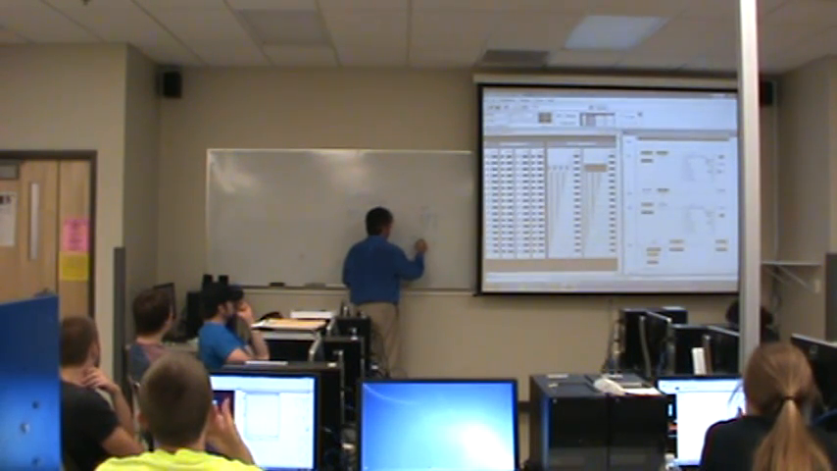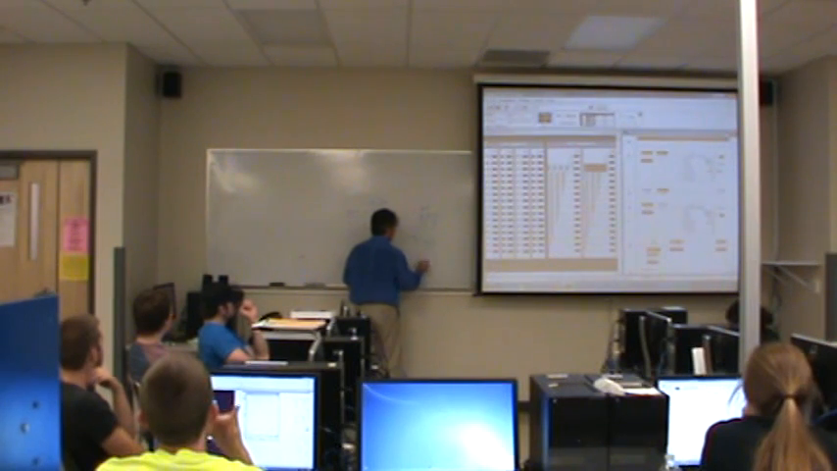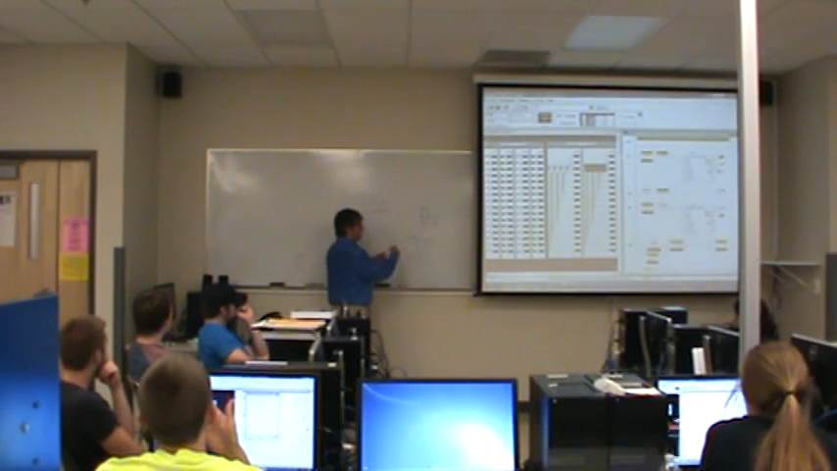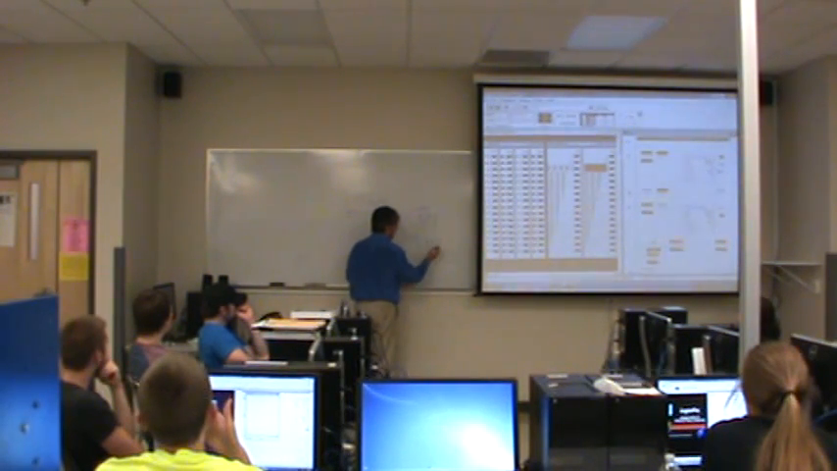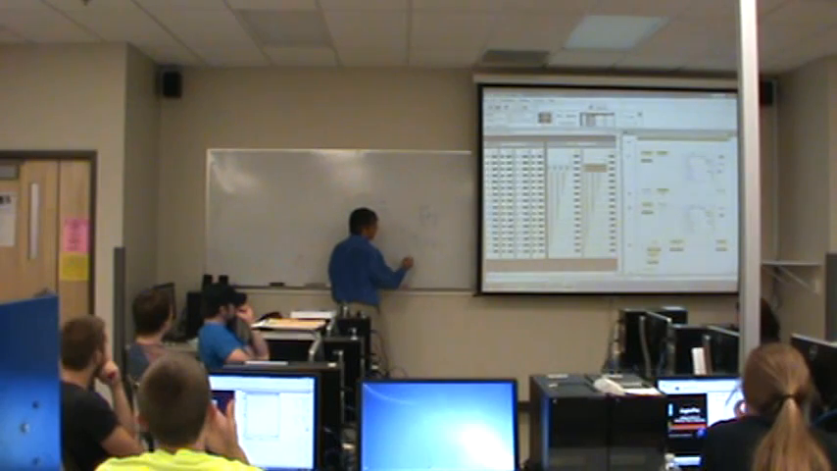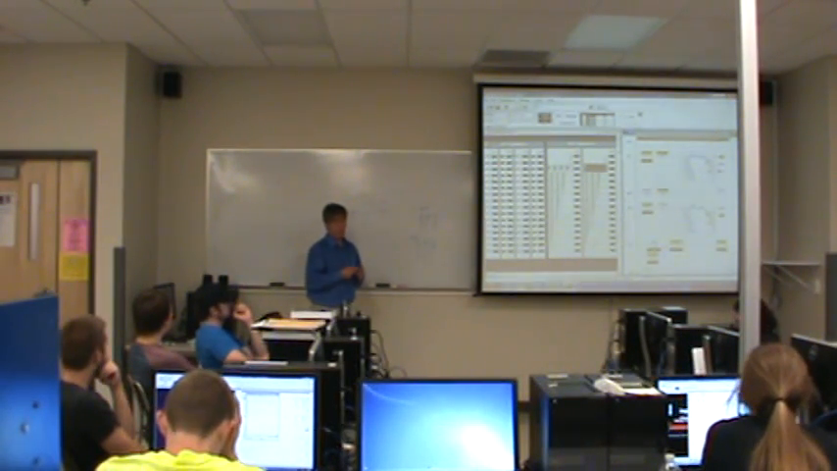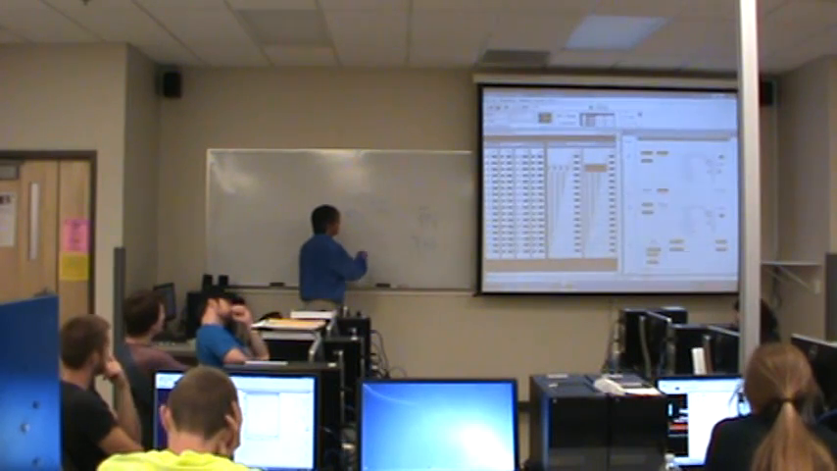OR over here. A, B, Y. The only possible combinations of inputs are the same as they were before. But OR says if either one is on, then the output is on. With A, B, neither one is on, so the output's off. And for the rest, we have at least one input on, so the output is on. Okay? So that's logical OR.